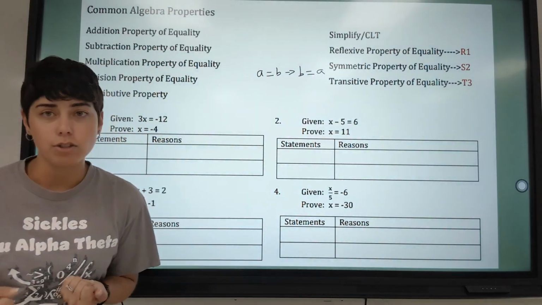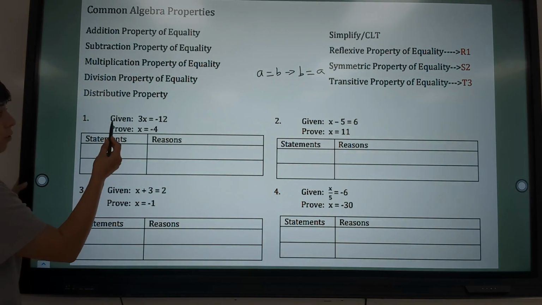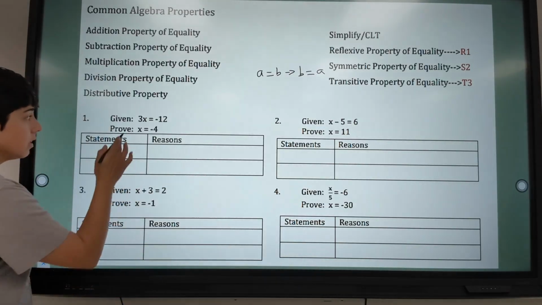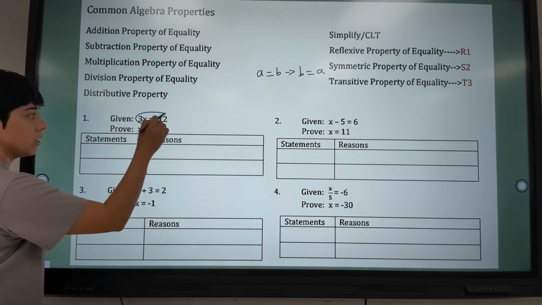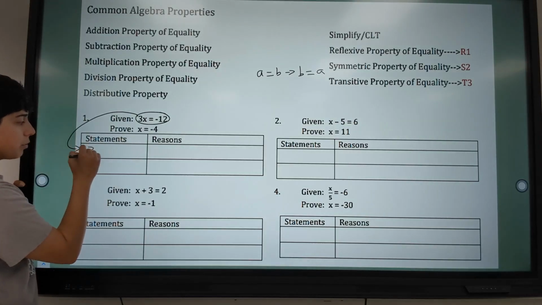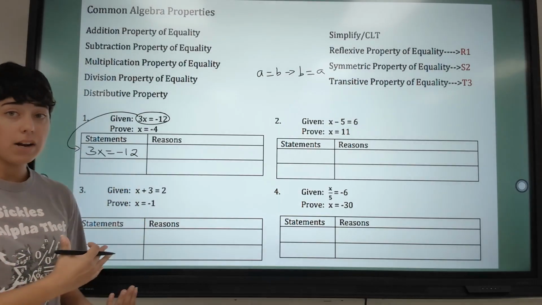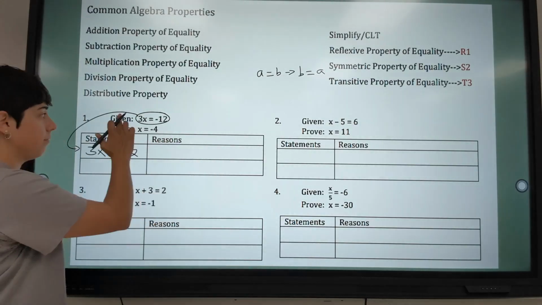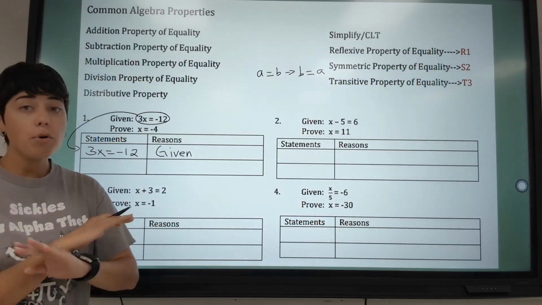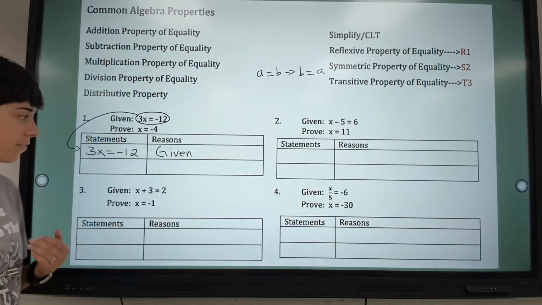So let's take a look at an actual proof, starting with this first one here. Whatever was given is always your first statement or reason, every single time. So my first statement is whatever comes after the word given. So I'm going to write 3x equals negative 12. That's what I know. Now, how do I know it? It was given. So that will be your first line for every single proof, both algebraic and geometric.